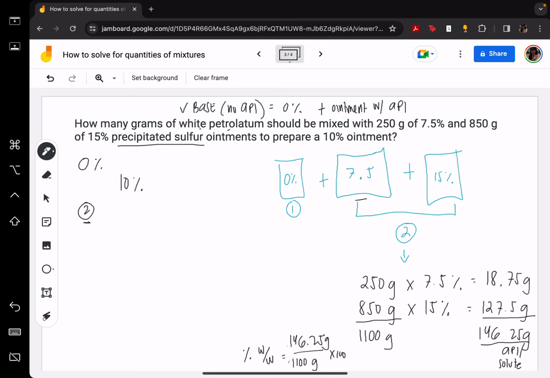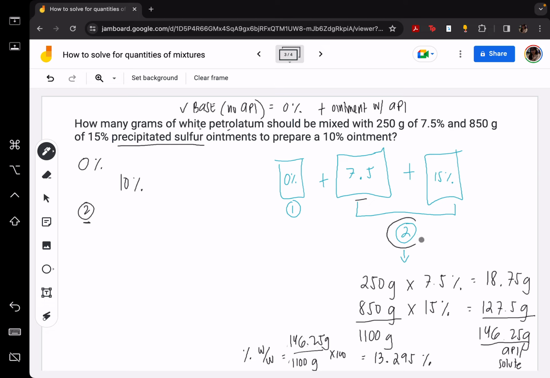You're just getting the total times 100. If you solve for this, this gives you, okay, the number that comes out from my calculator is 13.295. So I would like to retain up to 3 decimal places, just to be safe, okay? So this will be now your concentration.